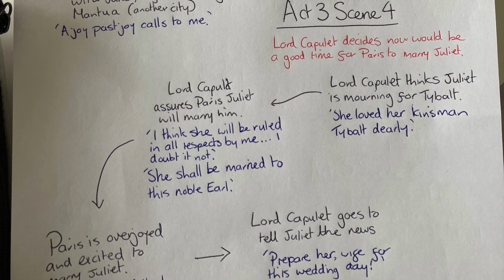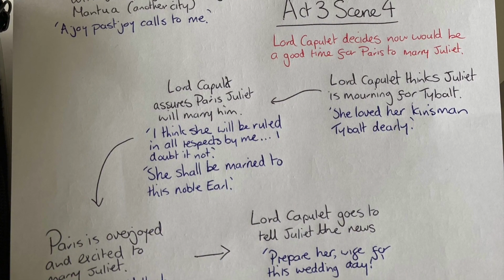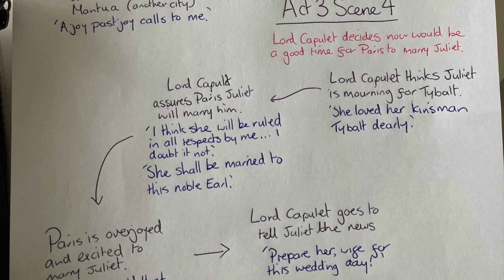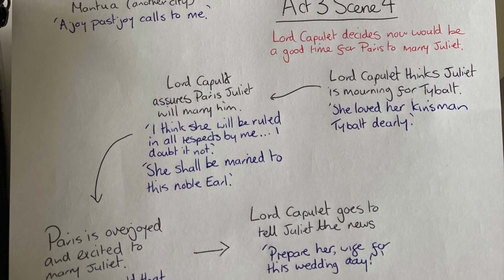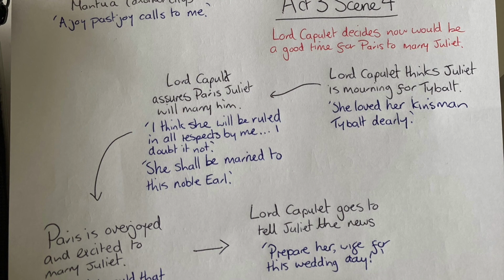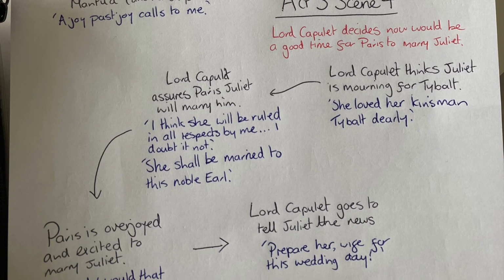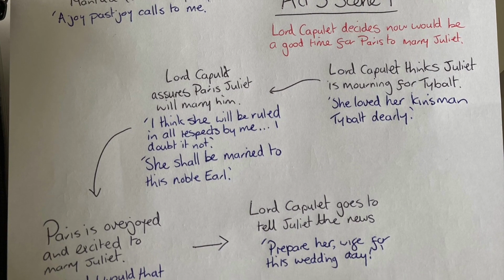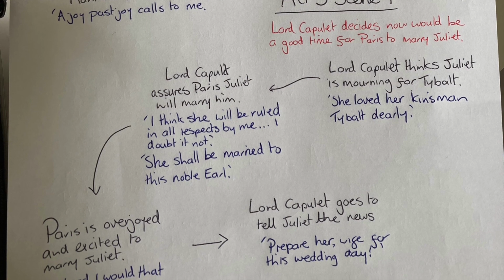So Lord Capulet thinks Juliet is in mourning for Tybalt. He tells Paris she loved her kinsman Tybalt dearly. Now as an audience we've got this dramatic irony because we know that in fact she's in mourning for Romeo, but Lord Capulet doesn't know this because he doesn't know about the wedding either.